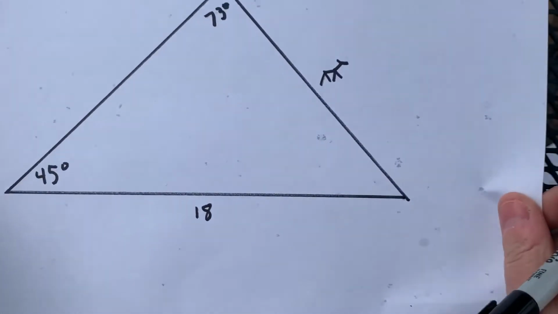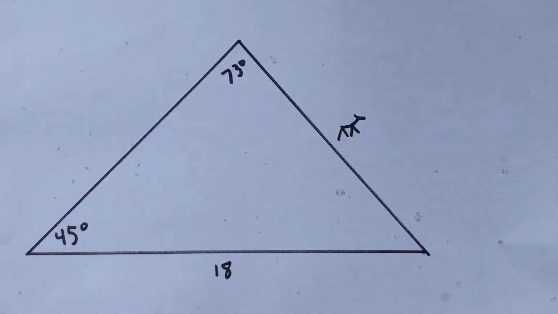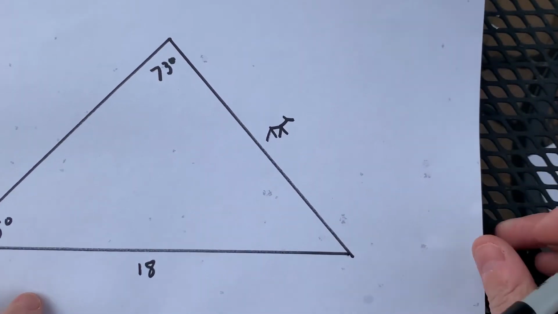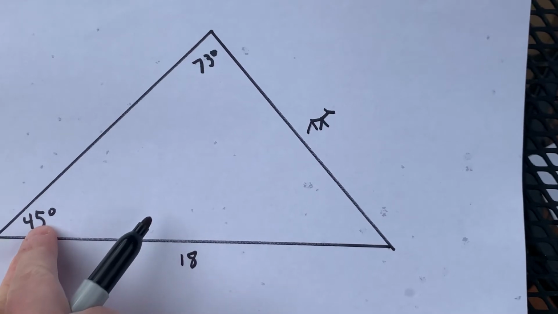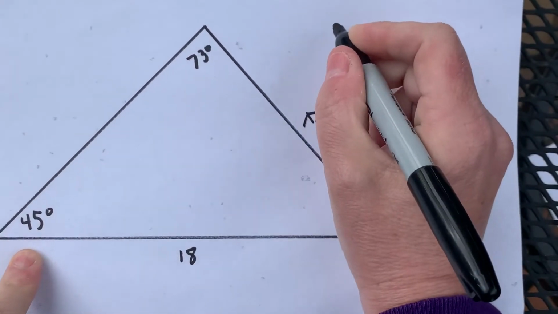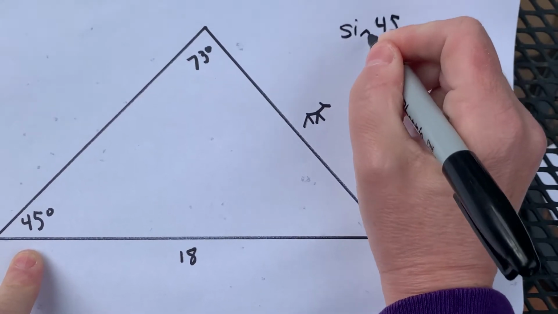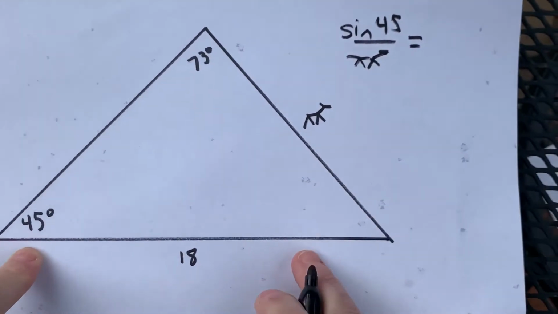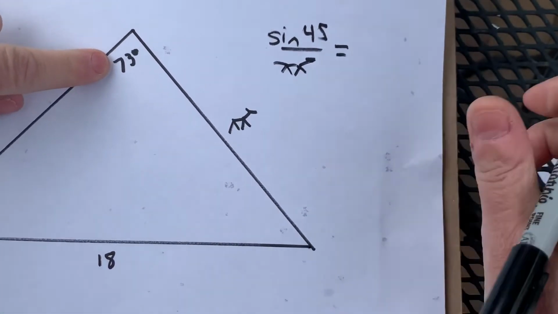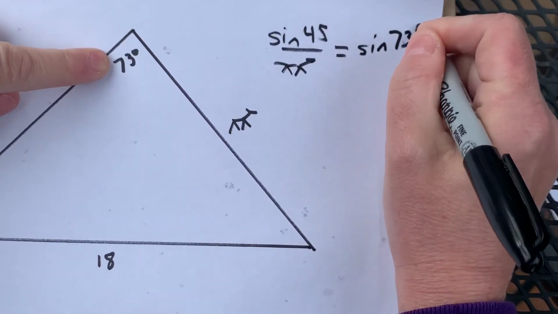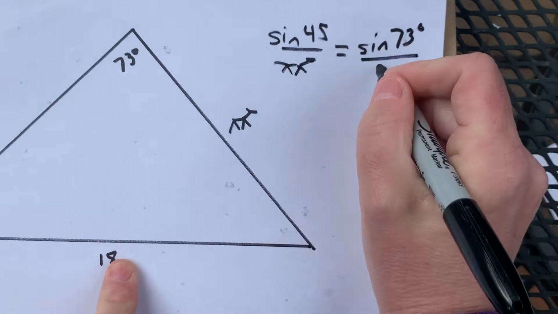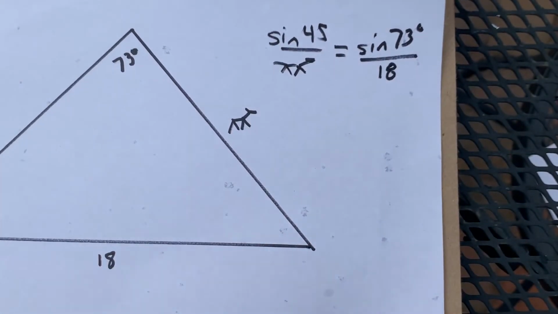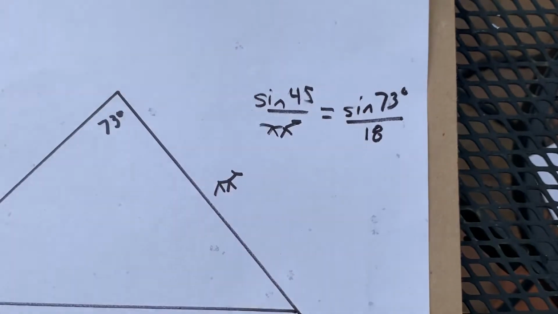We're going to do two examples today. The first one, ooh, look, it's the return of stick dog. I just want to talk about how to set this one up, and then I'm going to trust that you can solve your own proportion. Law of sines says that the sine of this angle here, so sine 45, divided by the length opposite of it, stick dog, is equal to the sine of this angle here, sine 73, divided by the side opposite of that. Boom.